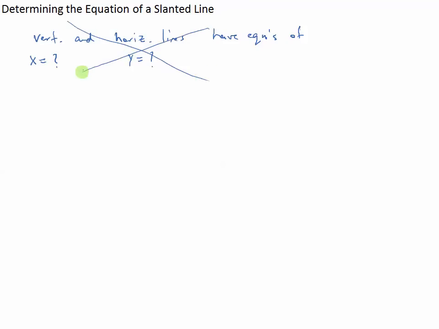Alright, so let's look at the equation of a slanted line. And the reason I say specifically a slanted line is because vertical and horizontal lines have equations of x equals a number and y equals a number. So these equations are very simple. We're not going to look at vertical and horizontal lines in this video. We're looking at slanted lines.